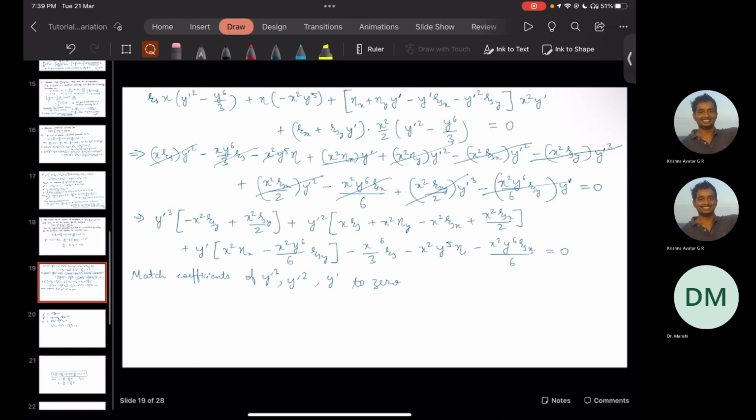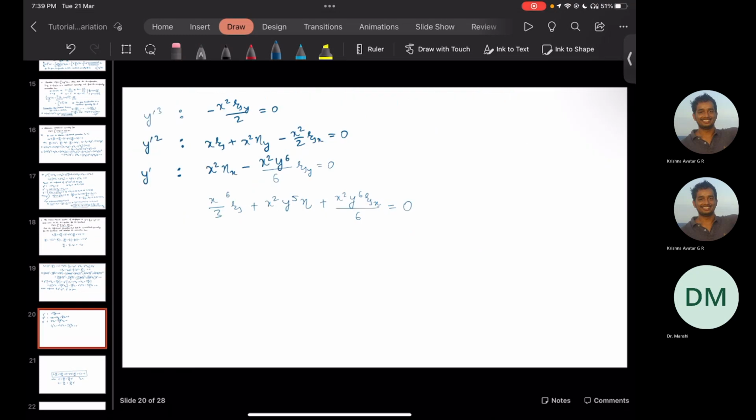I think I've dropped the first x. Sorry, so this is x y to the power 6 and x. This is the remaining actually.